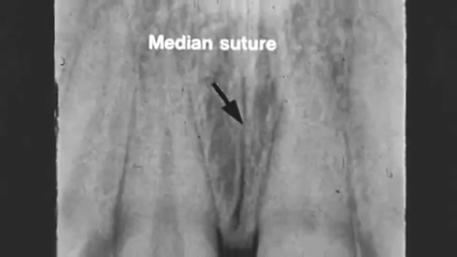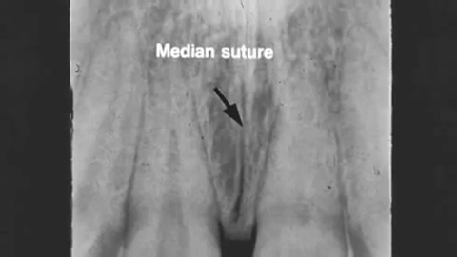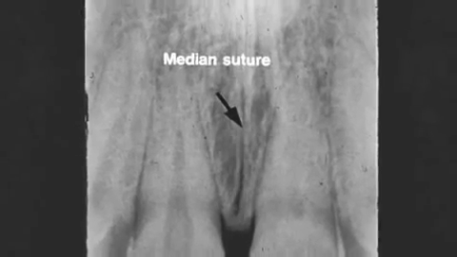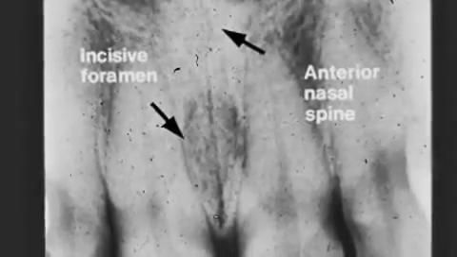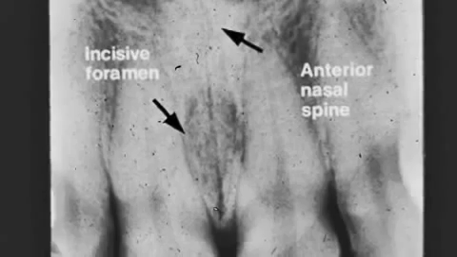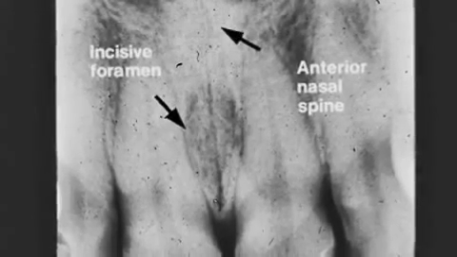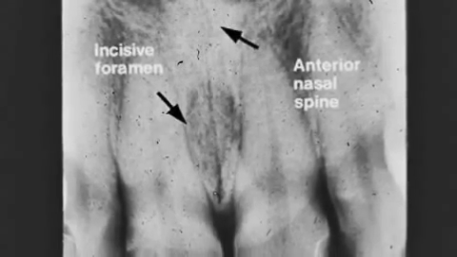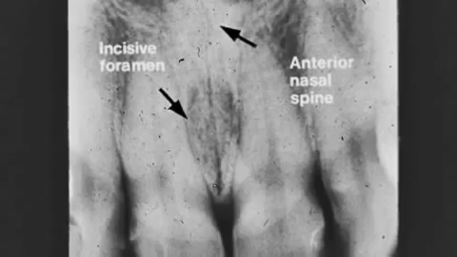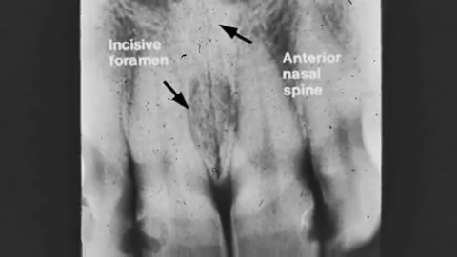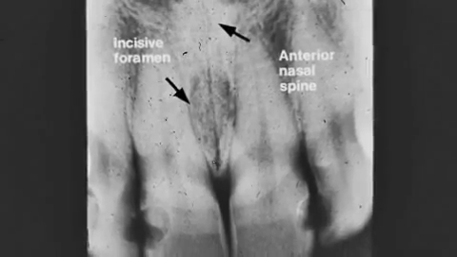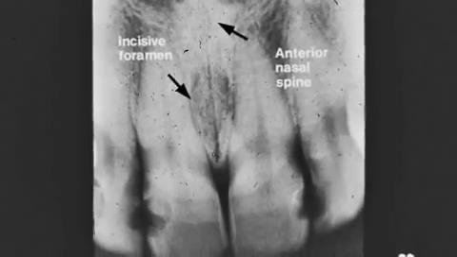The arrow points to the radiolucent line, the median suture. This is where the right and left sides of the maxilla join. The arrow to your left points to the radiolucent oval, which is the incisive or palatine foramen. The arrow above that is the anterior nasal spine. It is radiopaque and it is diamond shape or like the back of a bat.